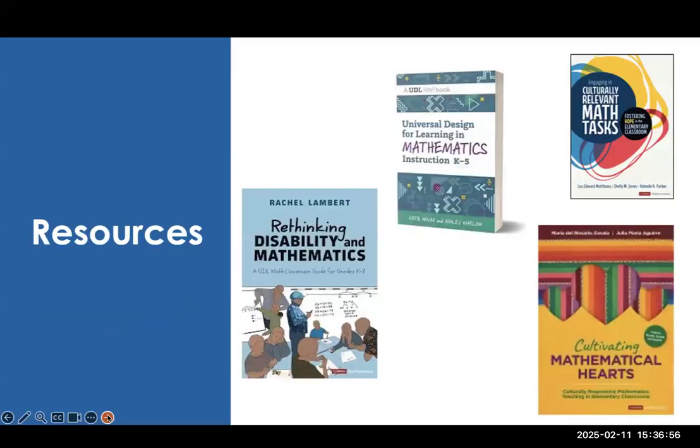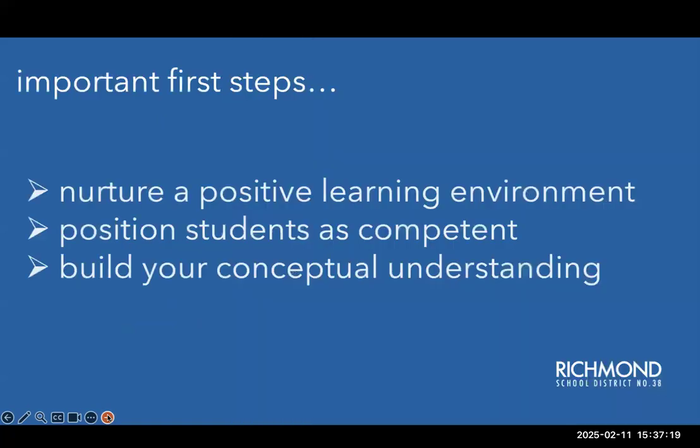Some of the resources that we've drawn upon for this series, and again, there's the K-5 series and a complementary grade 6 to 9 series with Shaheen Musani. We've been looking at the work of Dr. Rachel Lambert in Rethinking Disability in Mathematics, the UDL in Mathematics book, and then also looking at culturally responsive pedagogies and honoring the students and who they are and what they bring to our classrooms.